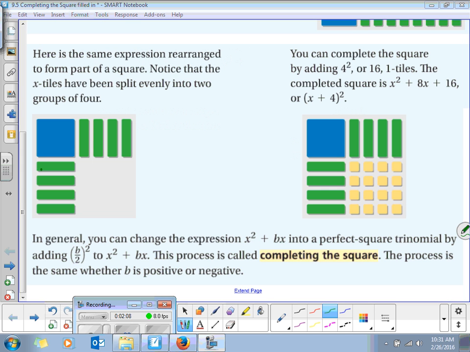So in general, you can change the expression x squared plus bx into a perfect square trinomial. That's our goal, a perfect square trinomial, by adding half of b, squared, to the original equation. And that process is called completing the square.